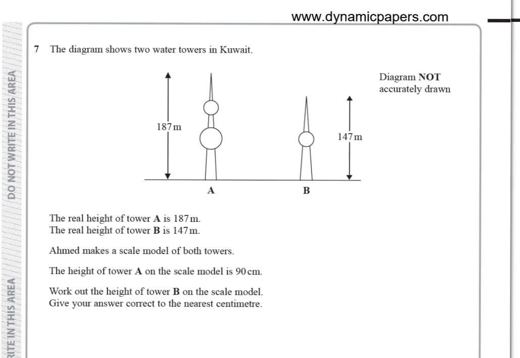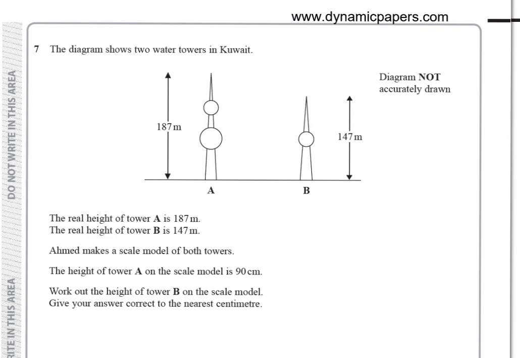Number 7, the diagram shows 2 water towers in Kuwait. The real height of tower A is 187 meters. The real height of tower B is 147 meters. Ahmed makes a scale model of both towers. The height of tower A on the scale model is 90 centimeters. Work out the height of tower B on the scale model. Give your answer correct to the nearest centimeter.